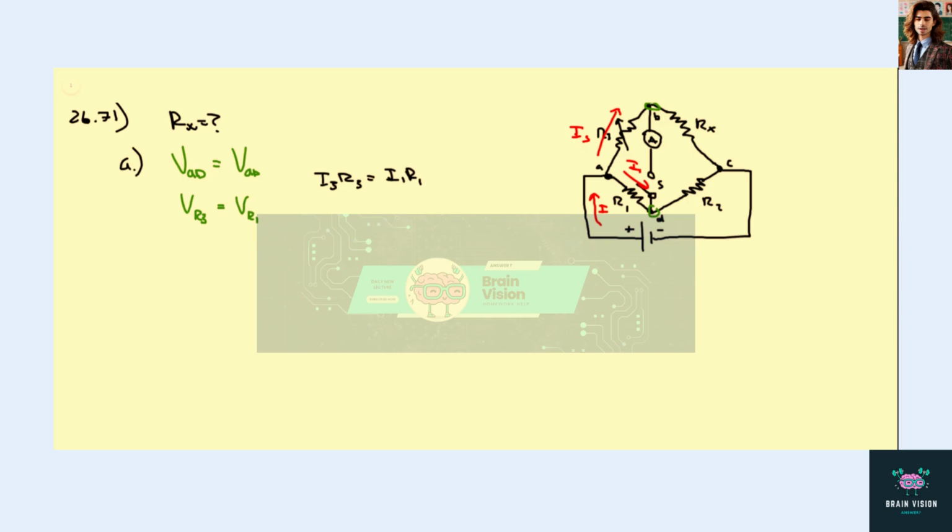And from the same argument, we can see that the voltage drop from B to C must be the voltage drop from D to C, or VRx must equal VR2. So from that, we know that I3 Rx equals I1 R2. So Rx now equals I1 R2 over I3.